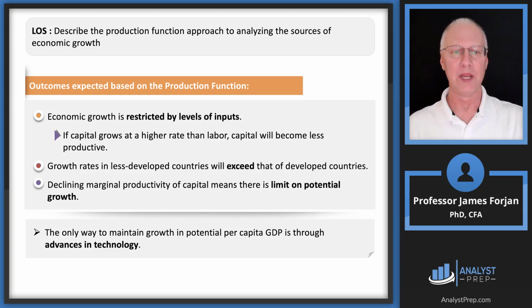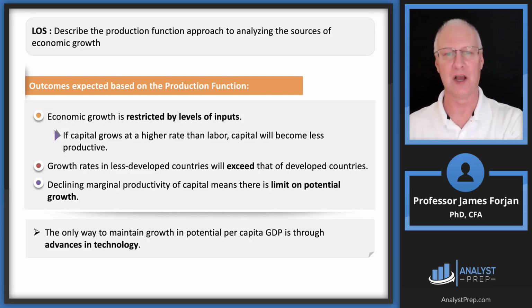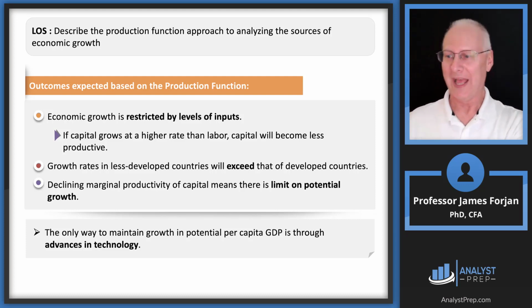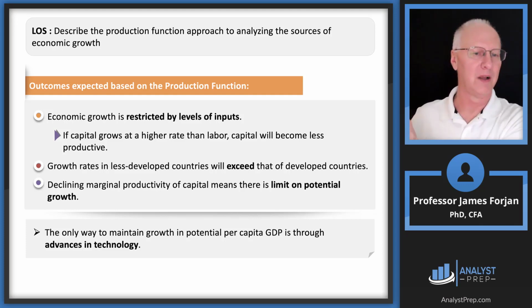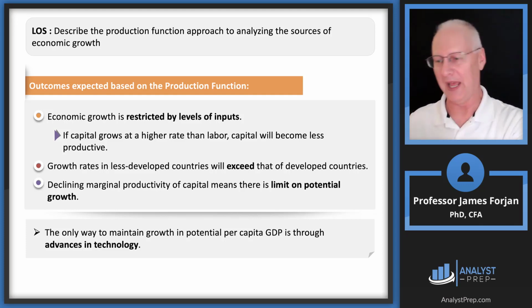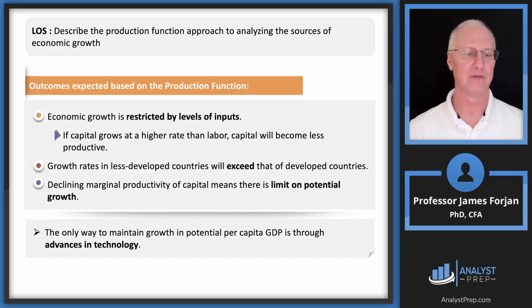All right, so we need to worry about the relative growth rates of labor and capital, right? So what do we have written down? If capital grows at a higher rate than labor, capital will become less productive. All right, that should make sense. The only way to maintain growth in potential per capita GDP is through advances in technology. So when you throw those 1,000 people in there, you have them looking at each other, not knowing what to do. But if you put a machine in there that requires 1,000 people, and instead of picking, what was I saying in my Honeycrisp apple example, picking 100 apples a day, this machine can now pick 1,000 apples a day. And you have all these workers and the machinery working together.